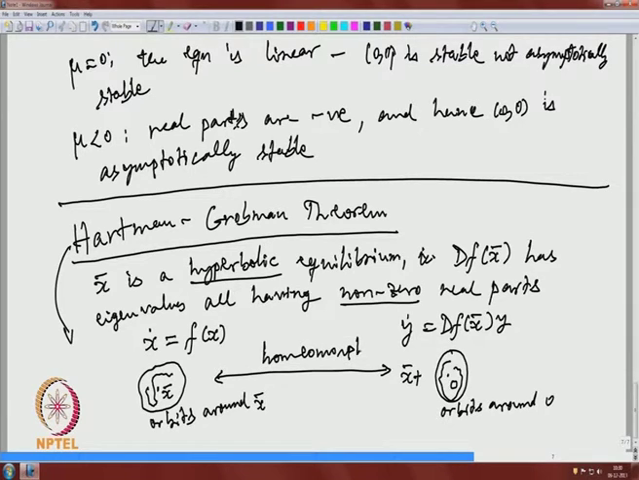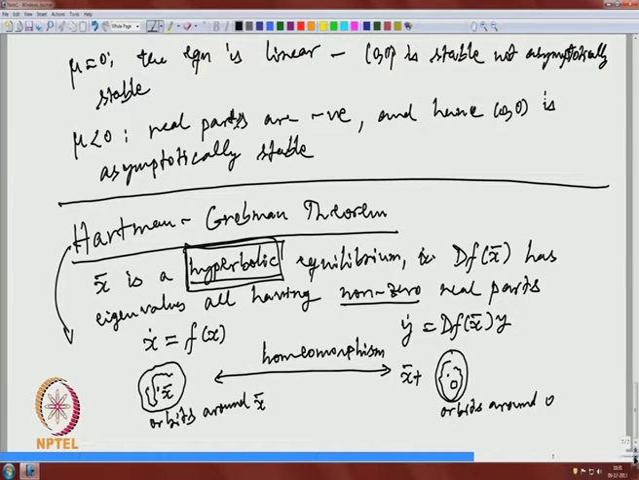Okay. So, it is an interesting and important theorem. Locally it describes the situation around a hyperbolic equilibrium point. So, the orbits of the nonlinear system can be gotten from the linear system and vice versa. This is an important result, and this happens only around a hyperbolic equilibrium point.